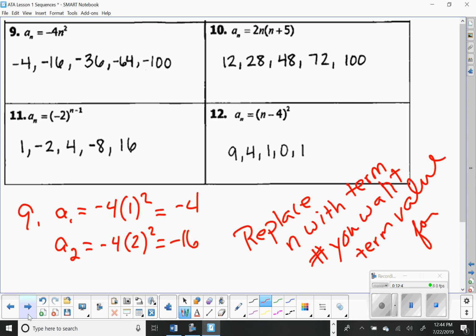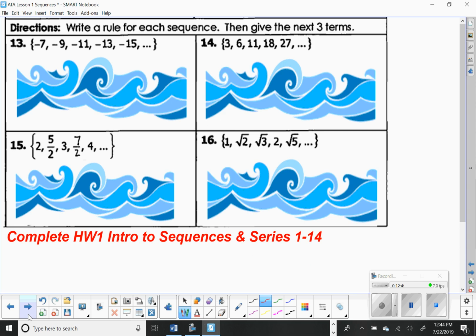Pretty basic. Now, here you have to write a rule for each sequence, then give the next 3 terms. And don't get too upset if it takes you longer. Some people will see patterns fast. Other people will take a little longer. Okay? Some of the patterns are easier to recognize than others. But try it. And just so that you know, you're looking at negative 7, negative 9.